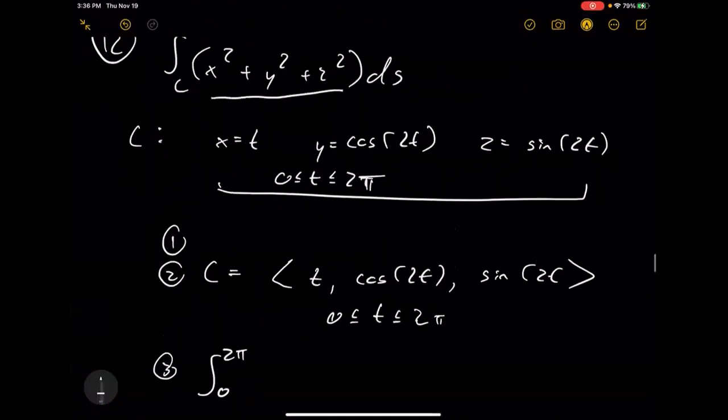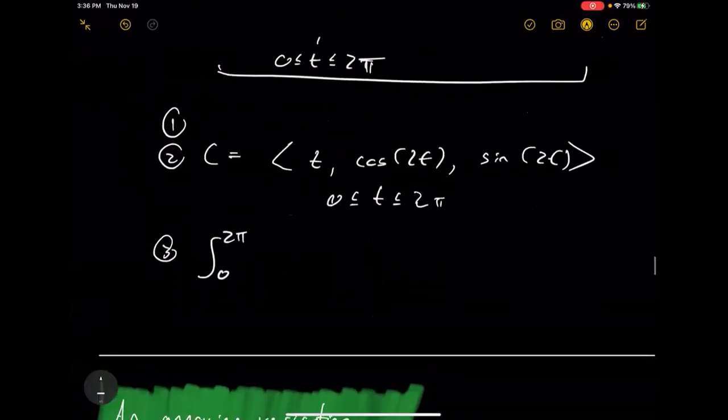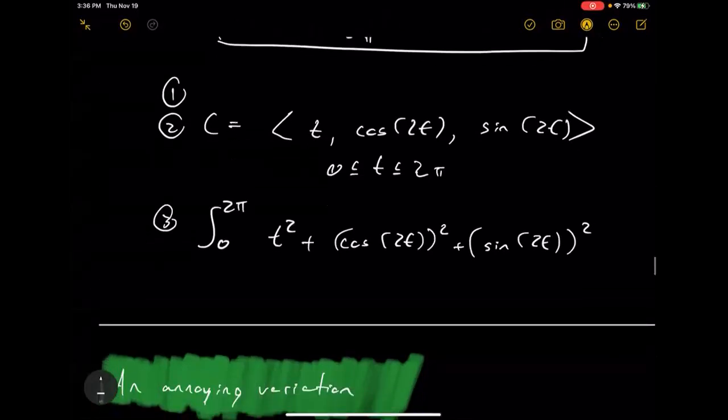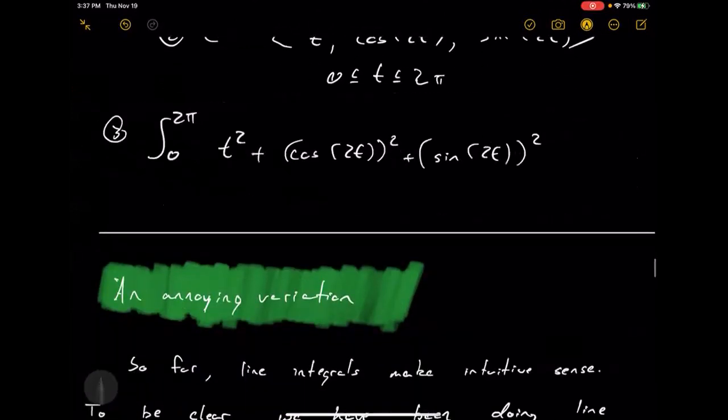My function, I want to replace my x, y, and z with the x of t, y of t, z of t I have for my parameterization. So x squared becomes t squared. Y squared becomes cosine of 2t squared. Z squared becomes sine of 2t squared. And then I'm running out of space here. What does my ds become?